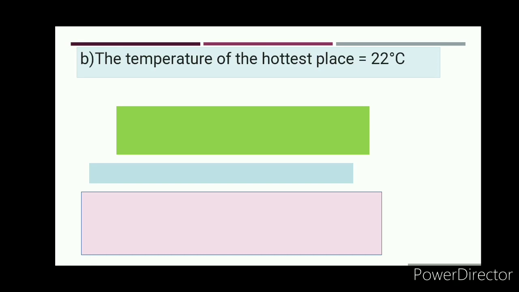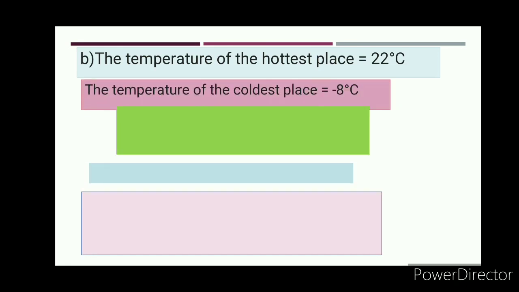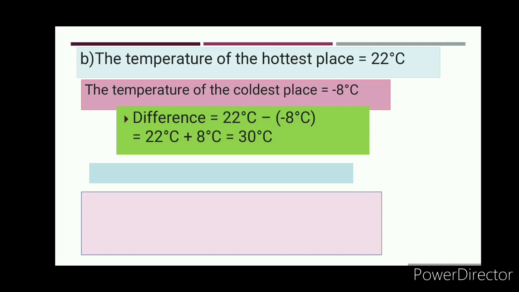The temperature of the hottest place is 22 degrees Celsius. The temperature of the coldest place is equal to minus 8 degrees Celsius. Difference of these two: we should subtract these two numbers. When they ask difference, always we should subtract from the greater number. So 22 is greater. From that we should subtract minus 8. So minus into minus becomes plus. 22 plus 8 is 30 degrees Celsius.